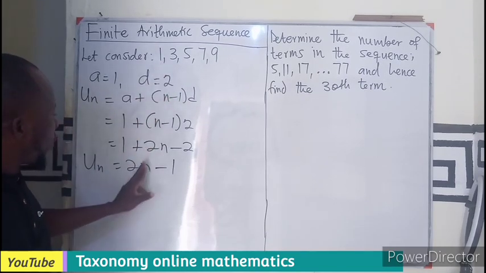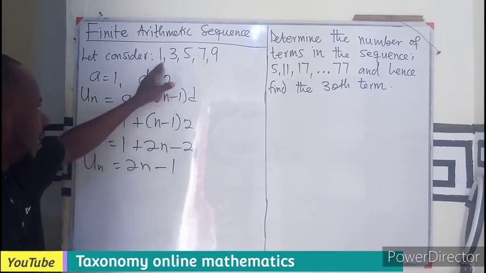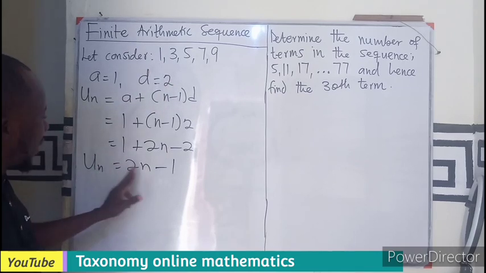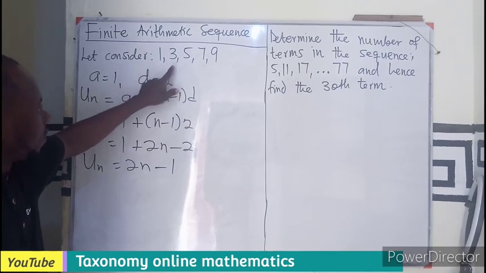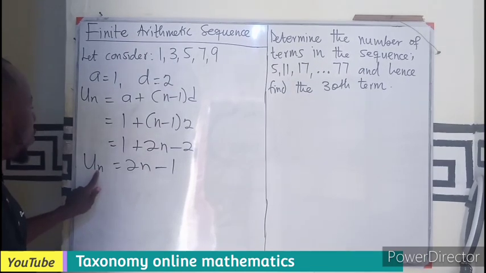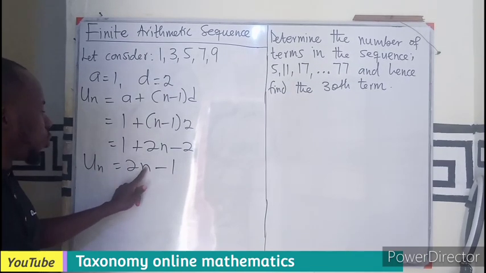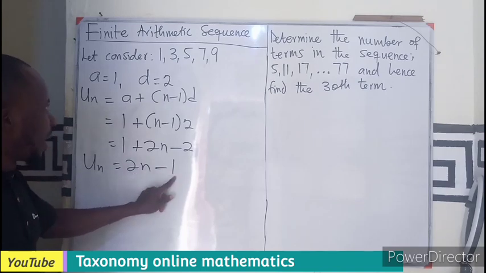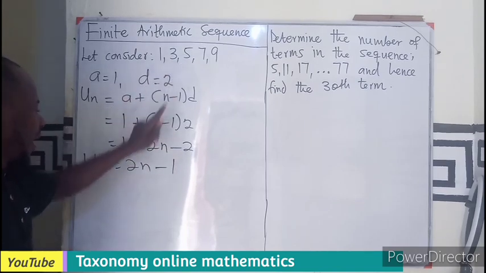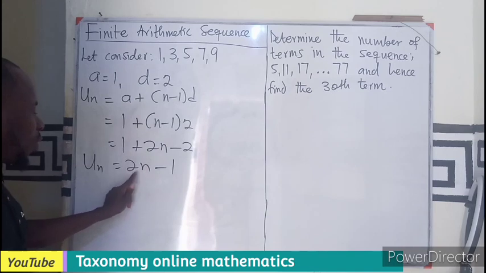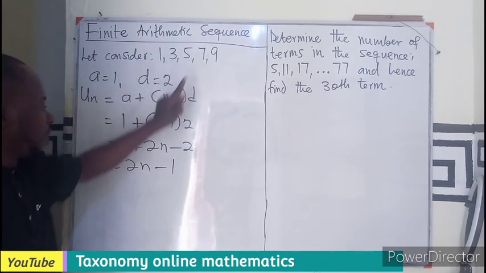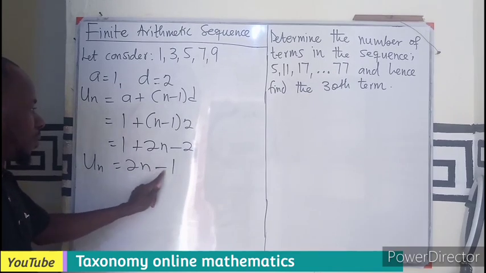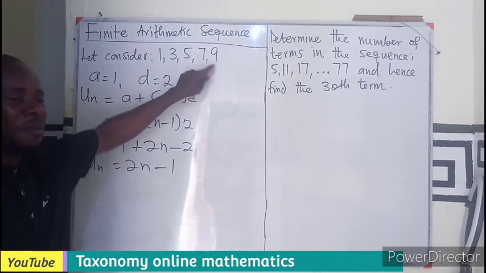But here we know the terms, so if I want to find the first term, n is 1: 2 times 1 is 2, minus 1 is 1. The second term, put 2 here: 2 times 2 is 4, minus 1 is 3. The third term: 2 times 3 is 6, minus 1 is 5. The fourth term: 2 times 4 is 8, minus 1 is 7.